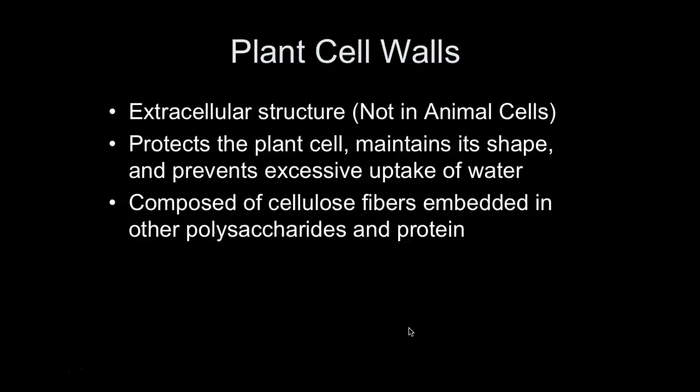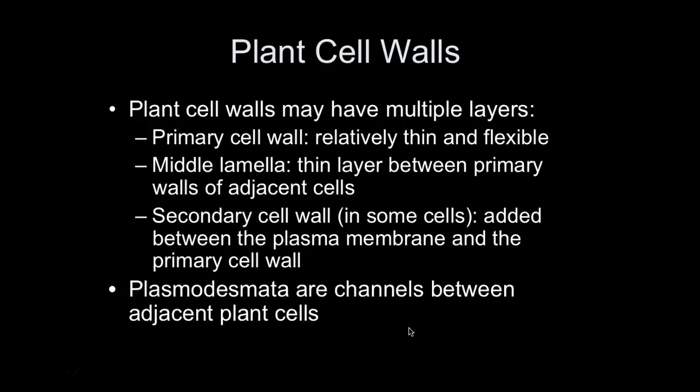Plant cell walls are extracellular structures that are not found in animal cells. It's going to protect the plant cell, help maintain its shape, and prevent the excessive uptake and loss of water. You know that the plant cell wall is composed of cellulose fibers that are embedded in other polysaccharides and proteins. Plant cell walls may have multiple layers. We have the primary cell wall and a secondary cell wall. The primary cell wall is going to be thin and flexible. The secondary cell wall is only found in some cells, and it's added between the plasma membrane and that primary cell wall.